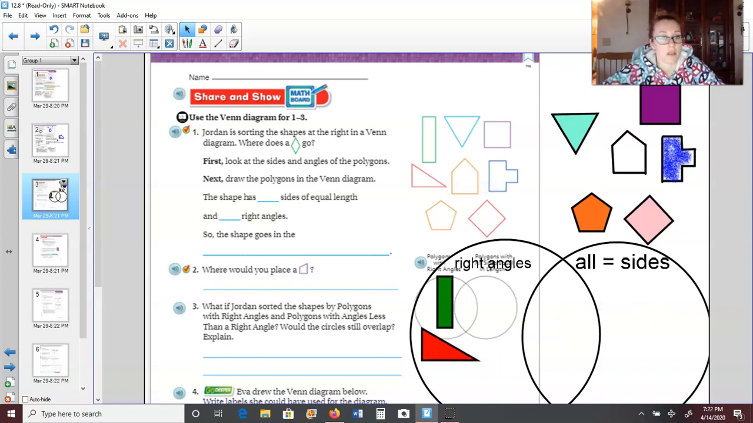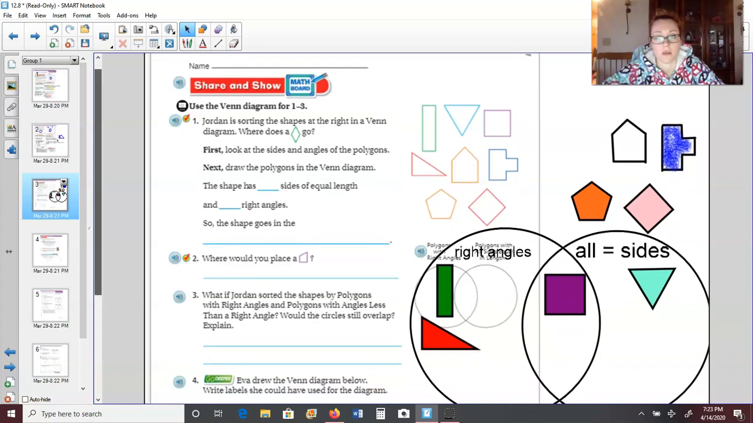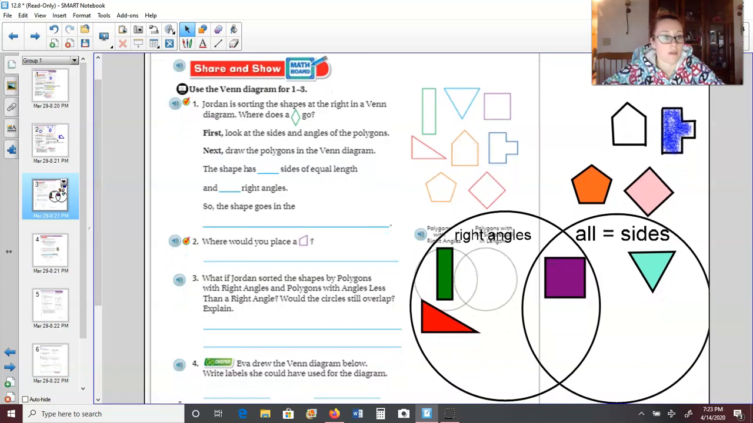How about this green triangle? Does it have right angles? No, so therefore it won't go in the middle either, but it does have all equal sides. My purple square, does it have right angles? Yes. Does it have all equal sides? Yes. So it will go in the middle. And then the pentagon right here, my 5-sided shape, does it have all equal sides? No. Close, but not all equal. But it does have right angles, so it would go over here.